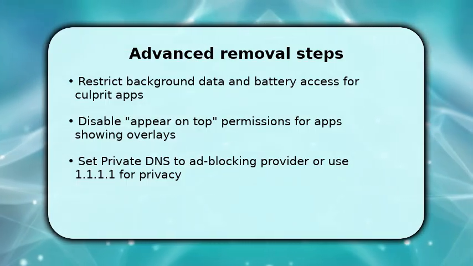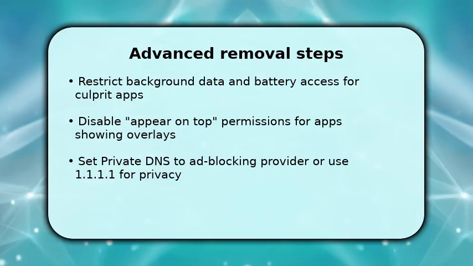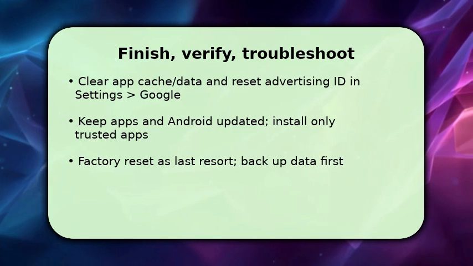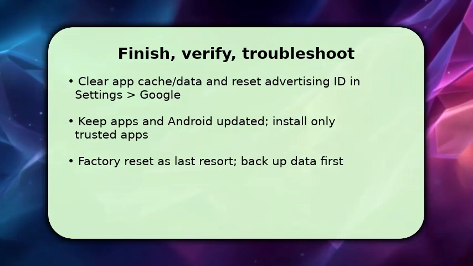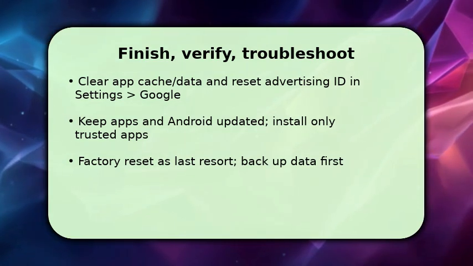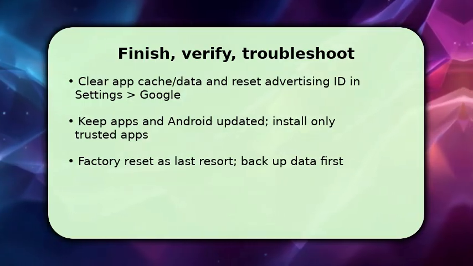To finish, clear cache and data for any offending apps and reset your advertising ID in Settings, Google, to stop targeted ads. Make sure your system and apps are updated. Security patches prevent exploits used to deliver ads.